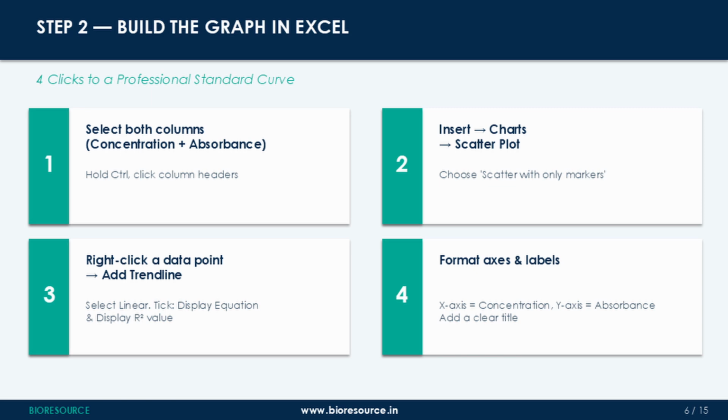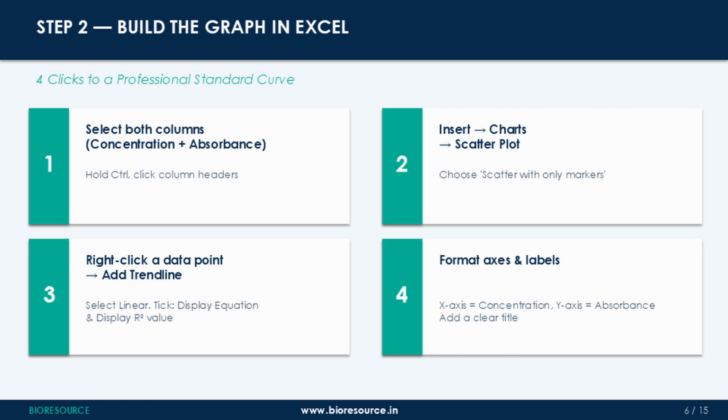And step 4 is clean up your axis. Right click on x-axis, go to format axis and make sure it starts at 0 and ends at your highest standard concentration. Do the same for y-axis. Add axis title, concentration with units on the x-axis, absorbance on the y-axis. And suddenly, you now have a professional standard curve.